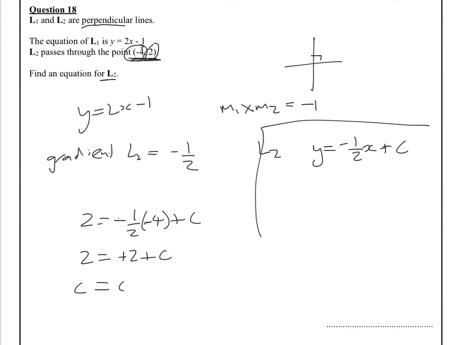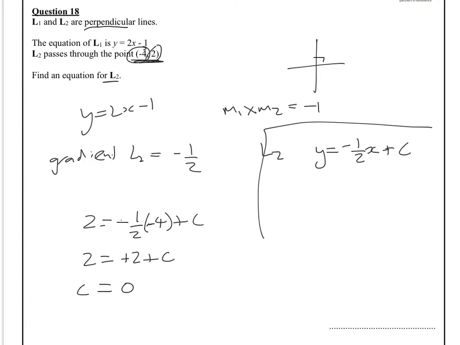We have 2 take away 2, which is 0. So now we just need to write out the equation. If c is 0, we don't even need to include it. So we're going to get y equals minus a half x. That's our final solution.